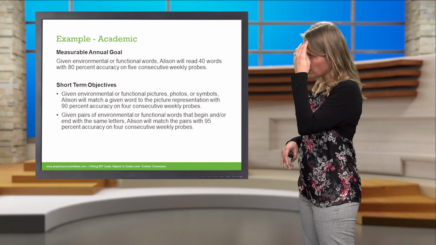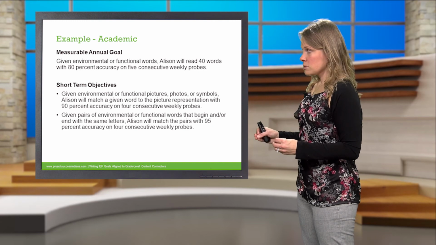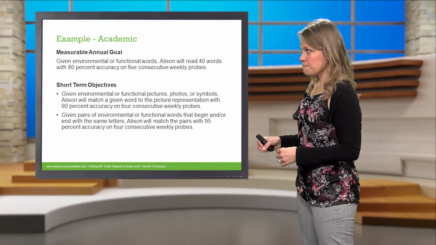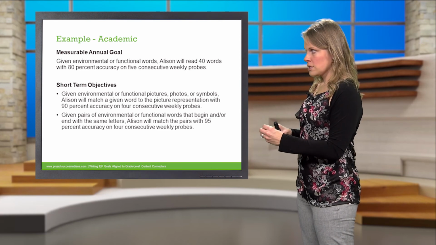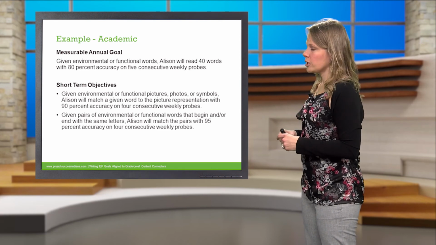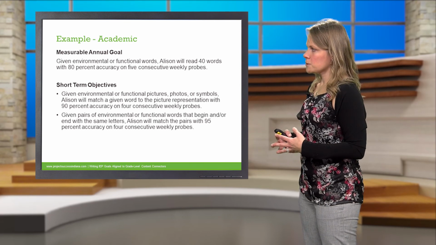That's a little vague, but the conditions are definitely there. Allison will read 40 words with 80% accuracy. So that 40 words piece, that's the skill that we're doing. We're reading the words. The 80% accuracy, that's the mastery criteria. And then that data collection period, 5 consecutive weekly probes.